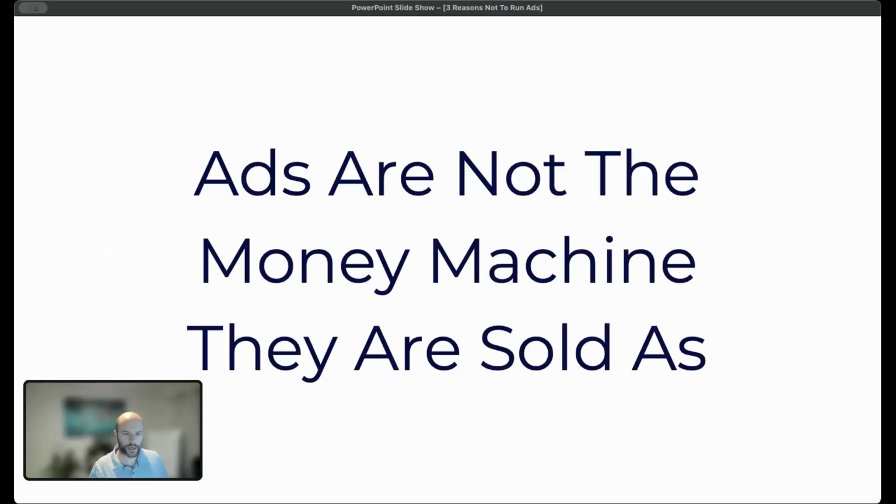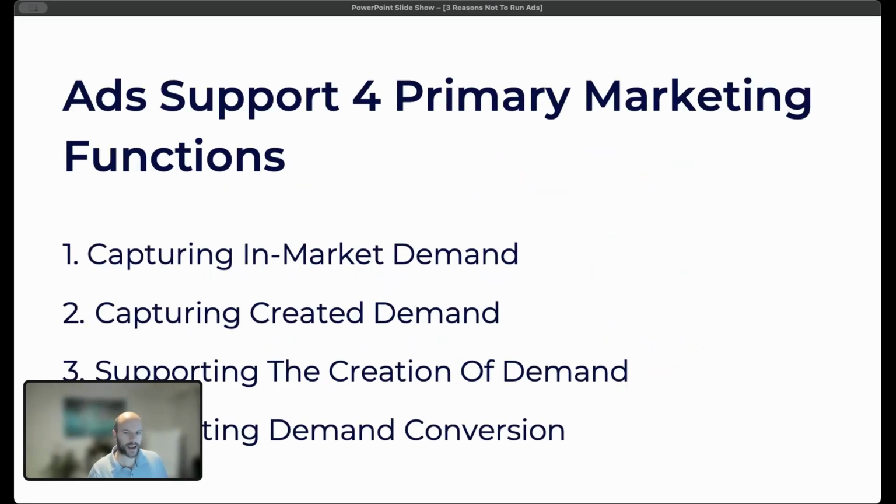So the first thing I want to make clear is ads are not the money machine they are sold as. People will love to sell you on the idea that you just put $1 into ads and they'll spit $10, $5, $15 out, and they're just this ATM that you can just keep printing money from, which is just not the case. Ads serve 4 primary functions in your marketing efforts.